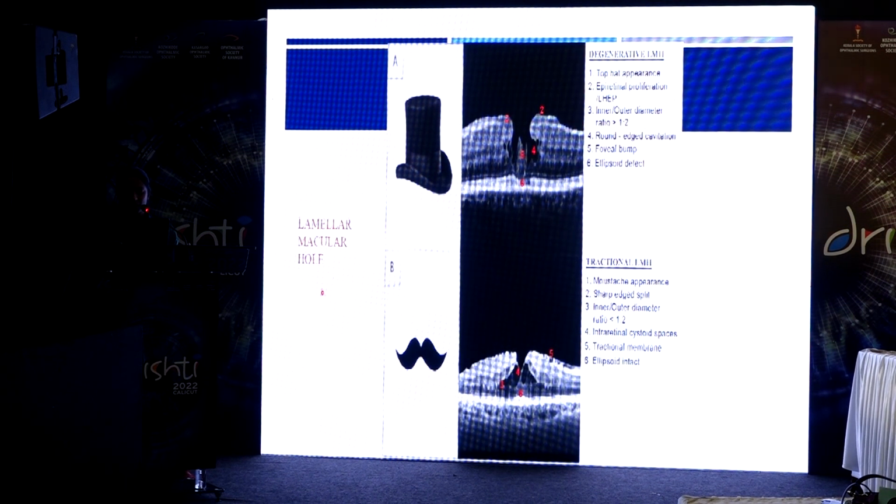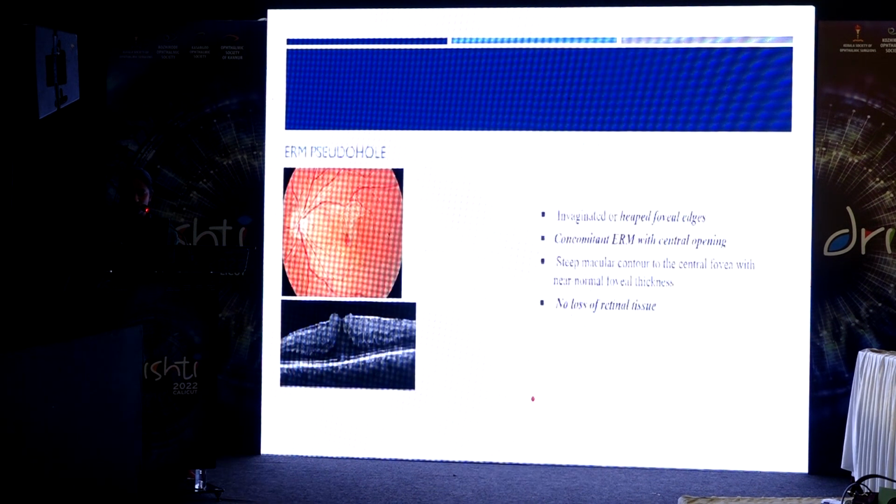The other type of lamellar macular hole is tractional lamellar macular hole, which is usually associated with epiretinal membrane, and this causes a sharp edge split at the outer plexiform layer. Usually the ellipsoid will be intact and the visual acuity will be relatively good.